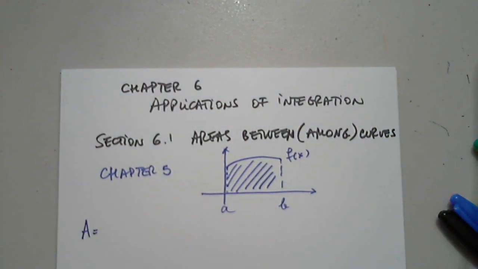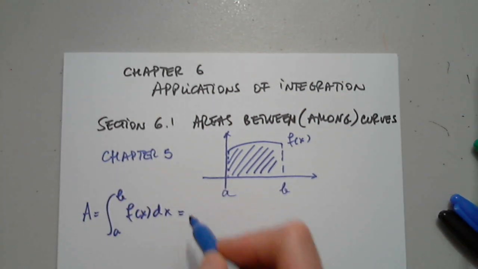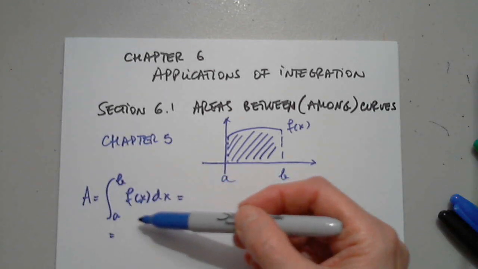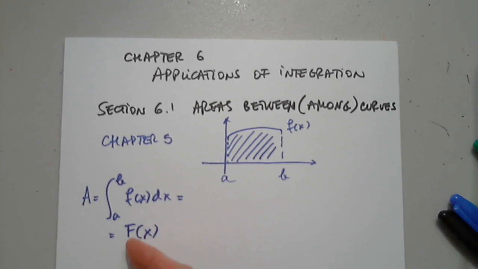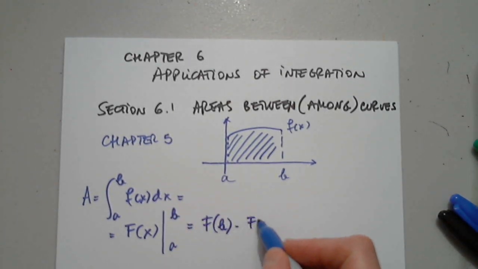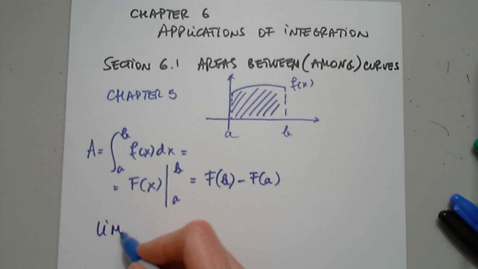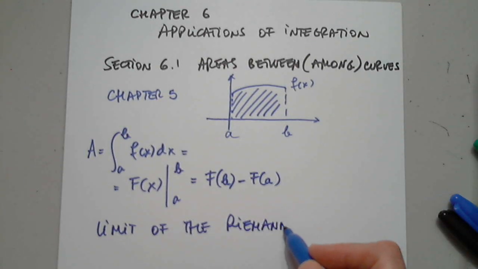We determine the area, if you remember, as the integral from a to b of f of x dx, and we use the fundamental theorem of calculus to determine the definite integral, which was the uppercase letter representing the antiderivative of f of x evaluated from a to b, which really translates into F of b minus F of a. However, we didn't start like this. We started with a limit of the Riemann sum before we got to the definite integral.